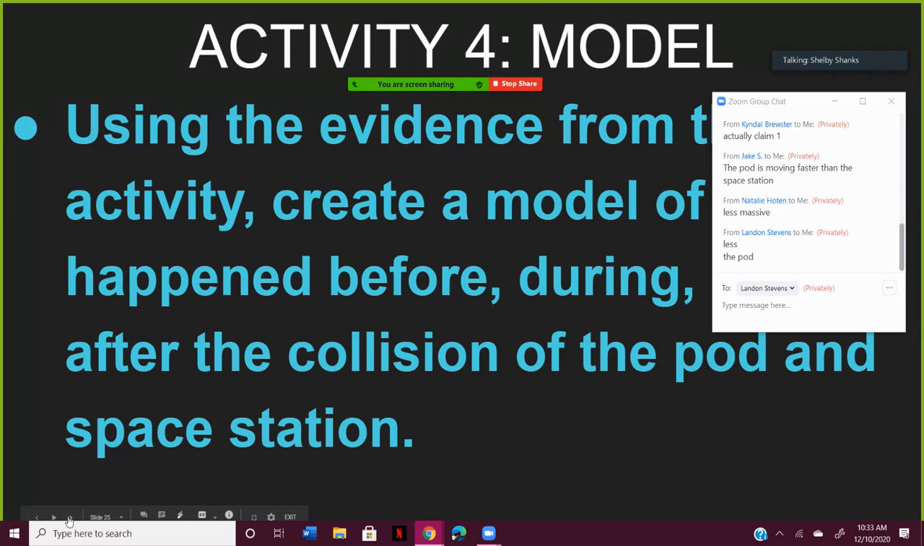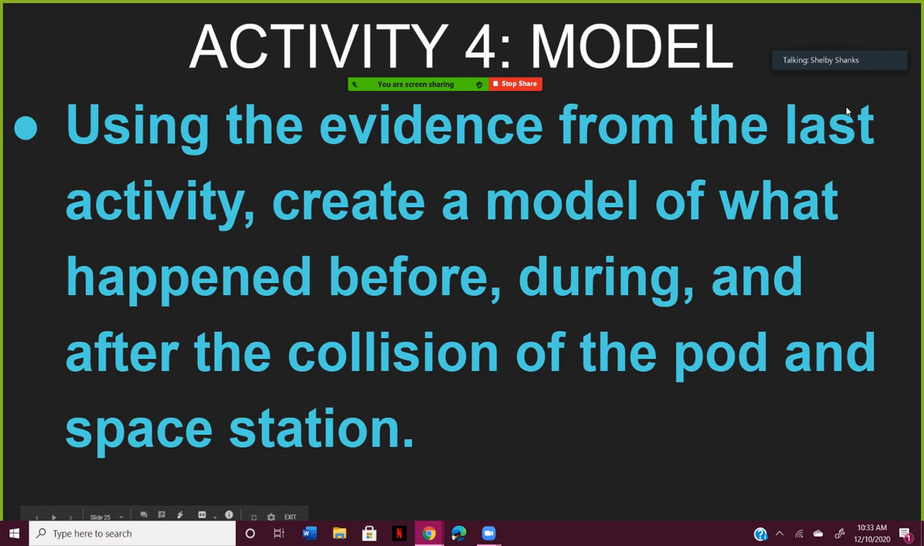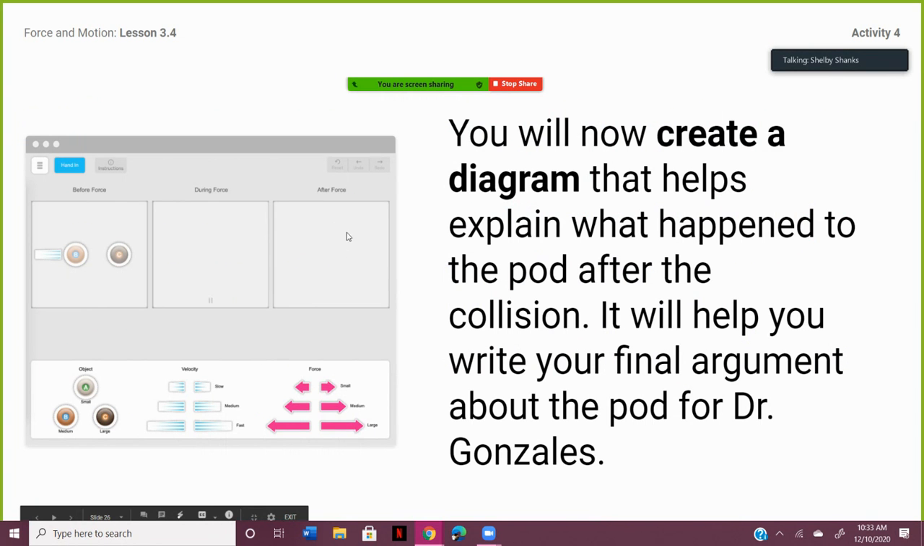After that, we're going to move on to a model. You guys have seen the modeling tool multiple times. But what we're going to do now is model what happened before, during, and after the collision of the pod and the space station. You are going to create some diagrams that help explain what happened to the pod after the collision. The modeling tool is going to look something like this picture here on the left.